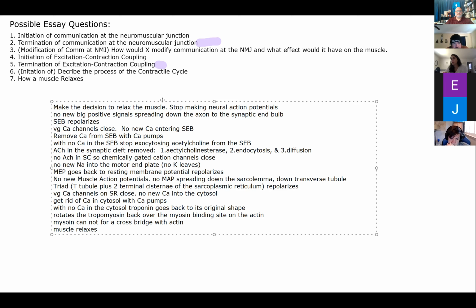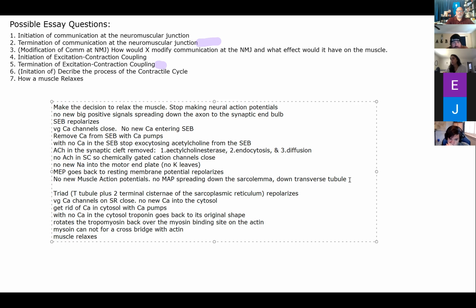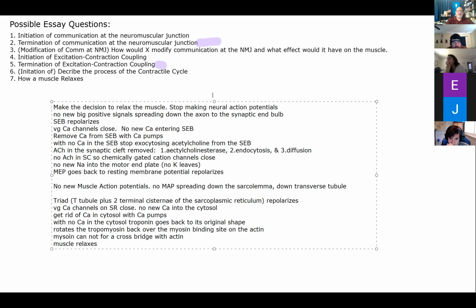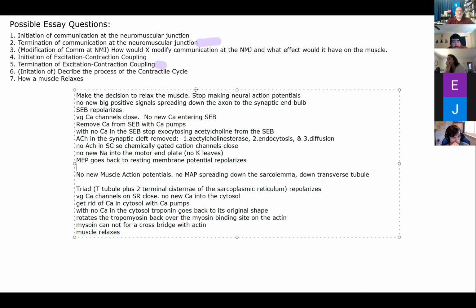No new sodium into the motor input. No new muscle action potentials. There you go. All right, that right there would be essay 2. And also remember, that would also be essay question 5.